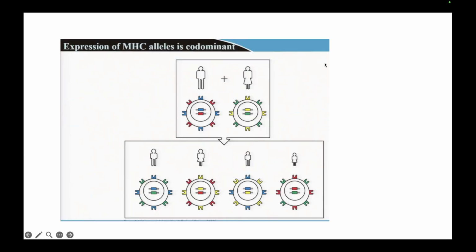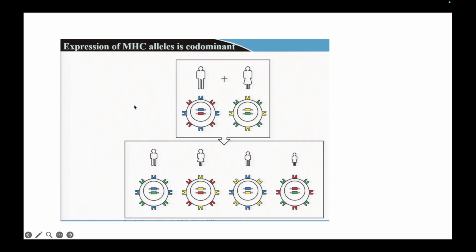Also, expression of these MHC alleles is codominant. In genetic terms, we know there are dominant and recessive genes. If for one gene there are two alleles, and one allele carries the dominant copy and the other the recessive copy, the phenotype will be of the dominant one, so only one will be expressed. But in the case of MHC alleles, there is codominance.